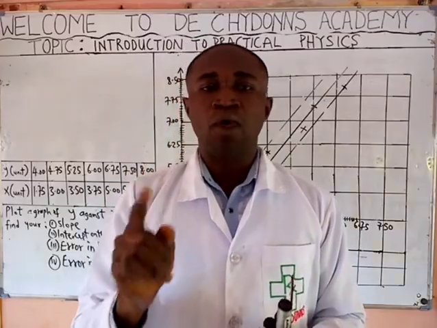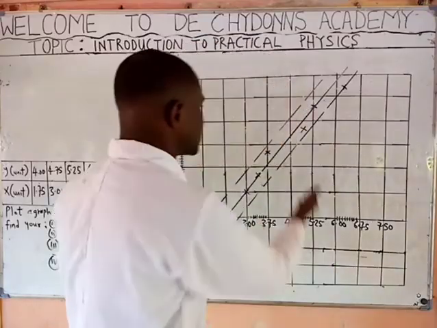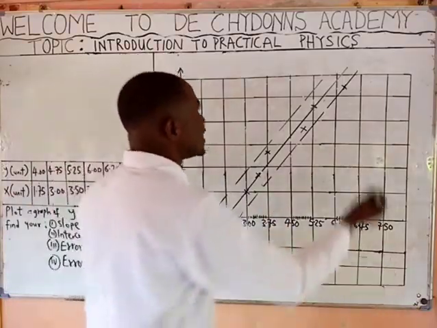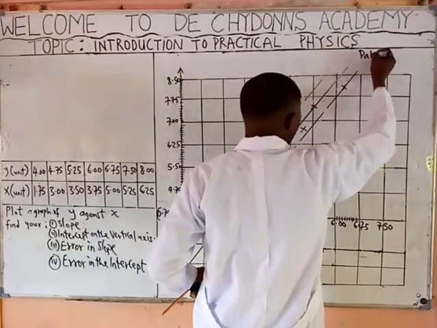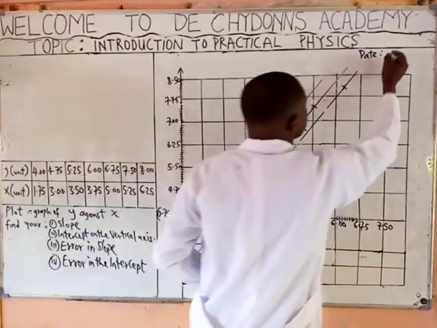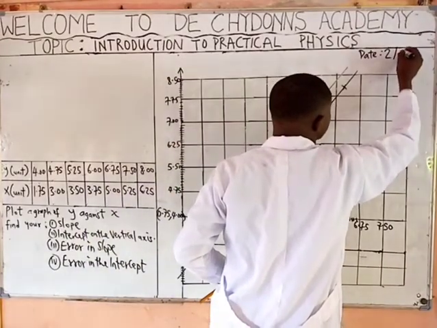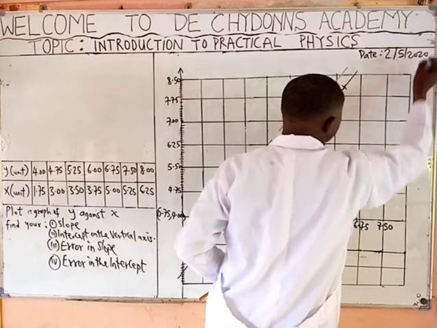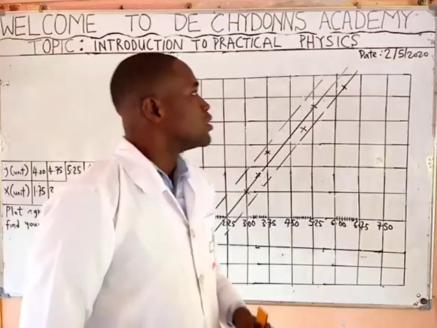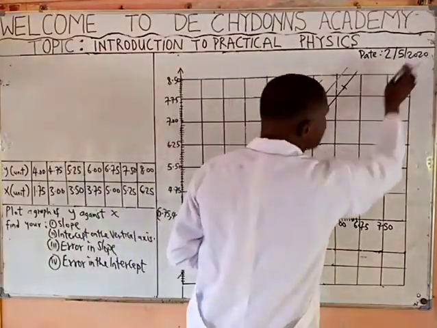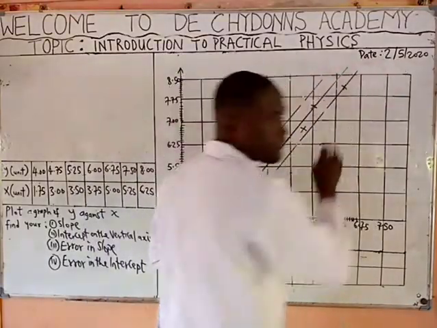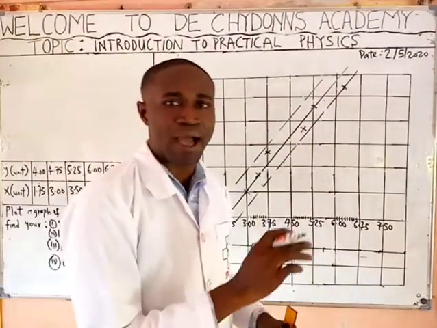Number one, when you bring your graph sheet, as you can see on the board, it is very important that you write the date of your experiment. Like today, I write my own date. I can say 2/5/2020, for instance. This is my date of the experiment. Now, after writing the date, you are meant to write the title of your graph. These are the things that have marks.